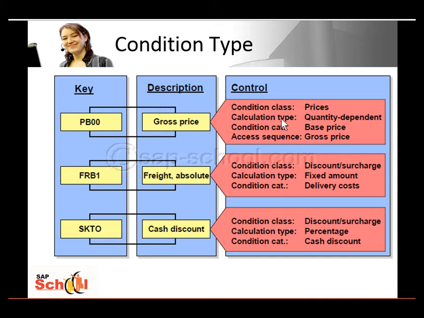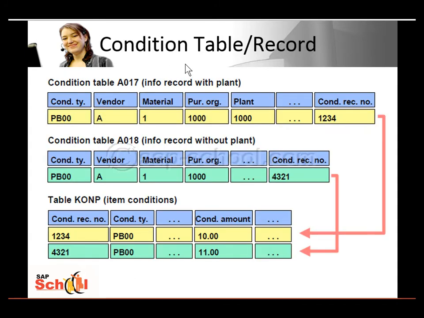For example, the system can calculate a price as a fixed amount or as a percentage based on quantity, volume, or weight. A discount or surcharge can be a percentage of the gross price, a fixed amount, or a quantity-dependent amount. A condition table defines the combination of fields, that's the key, that identifies an individual condition record.